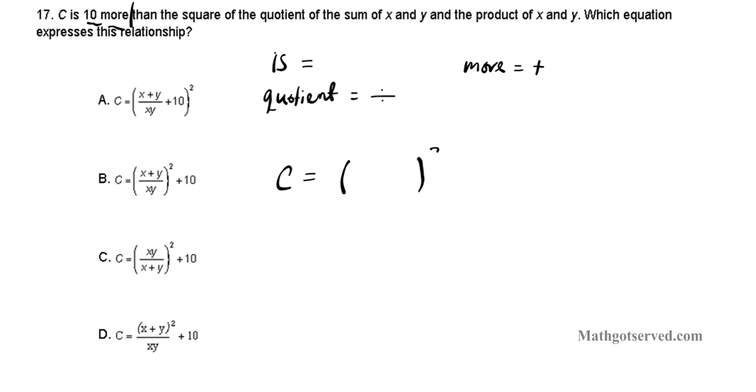So let's put parentheses, squared. We're squaring the quotient. The quotient means the division of what? The first thing that comes after the quotient is the numerator. Okay, so x and y, the sum of x and y. Sum means to add, so the sum of x and y goes on the top, x plus y.